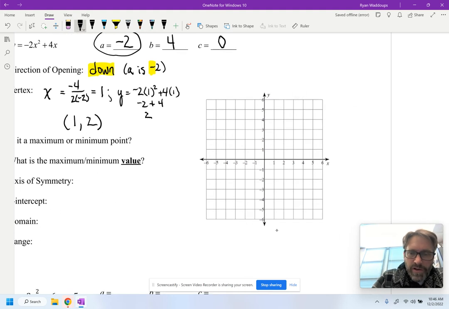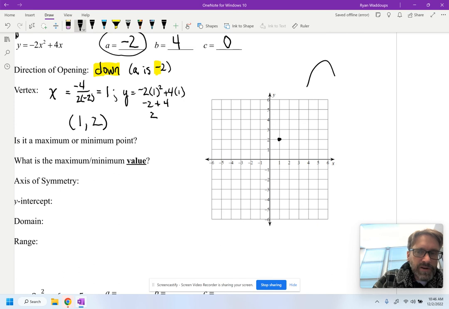So we can go over and start graphing this. We'll just go over here, (1, 2). That is going to be our vertex. And we know that it's going to open down. So I'm going to wait to graph anything else, but I know that it's going to be opening down like this.